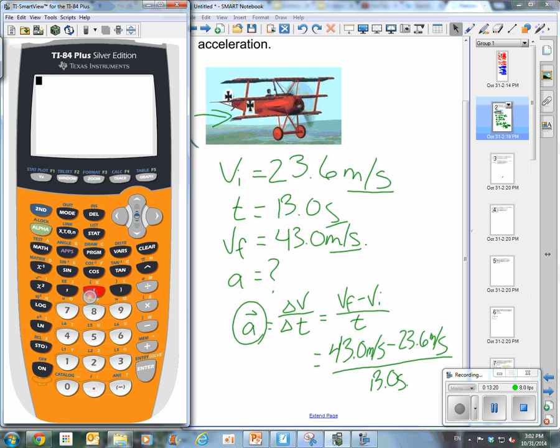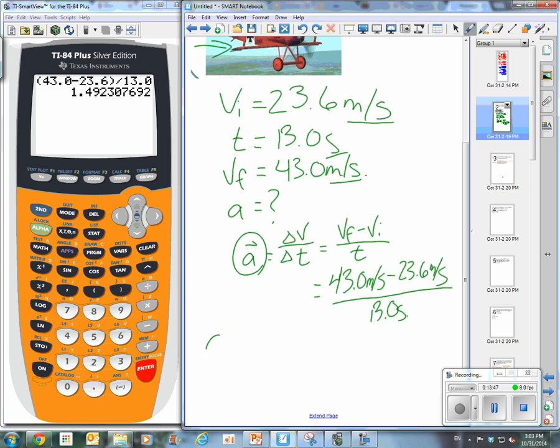I go over here to my calculator, and I'm going to want to make sure that I put brackets for the first portion, just to make sure that my calculator is going to be doing this correctly. Because really what this is saying is everything that is on the top there needs to be divided by the 13 seconds. So 23.6 here, got that brackets, all divided by the 13 seconds. And I've got an answer here saying that the acceleration is 1.49230769 meters per second squared.